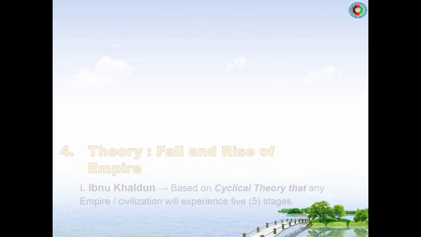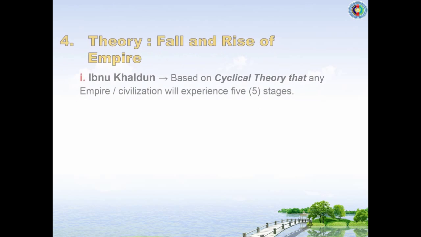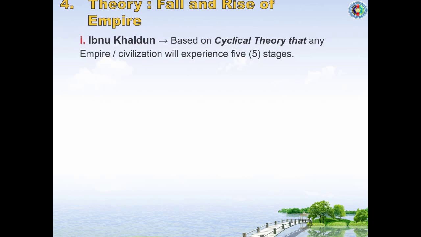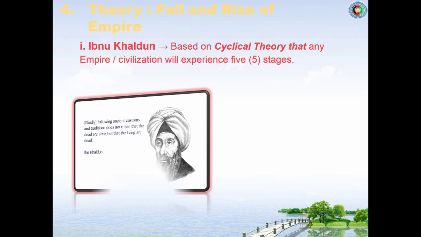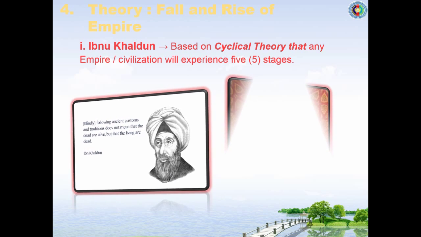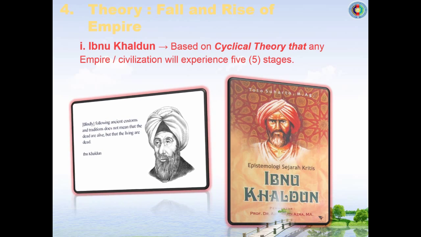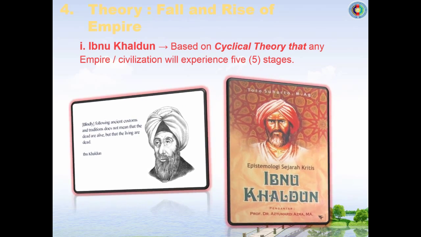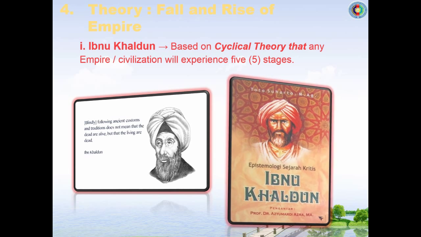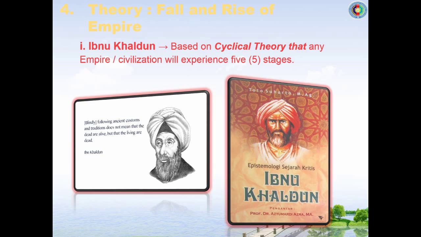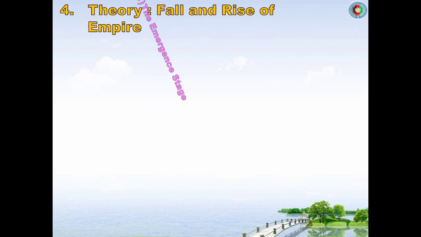There is a credible theory that explains the fall and the rise of an empire. This theory is called the cyclical theory, which was formulated by Ibn Khaldun. According to this theory, any empire will experience 5 stages, as mentioned later, and its decadence is due to neglect of good virtues by the ruling class, such as neglect of religious values and injustices in administration. The 5 stages are: first, the emergence stage.